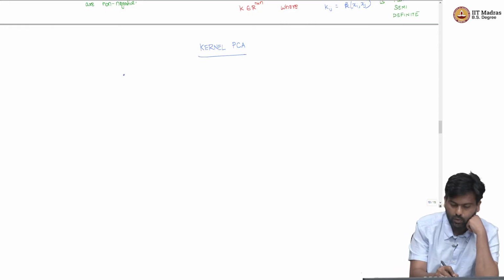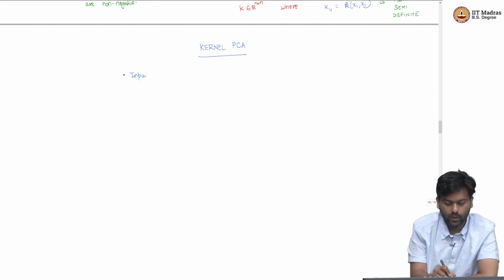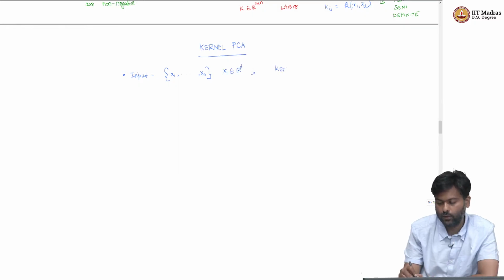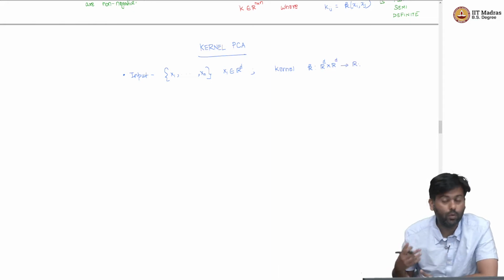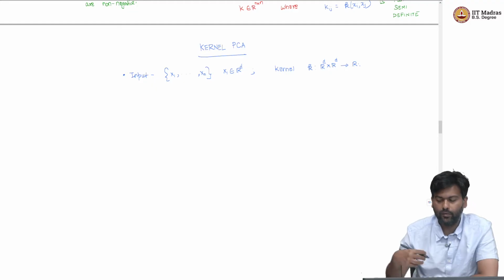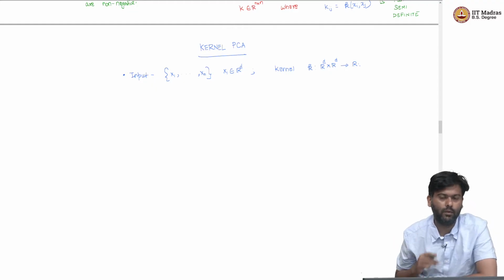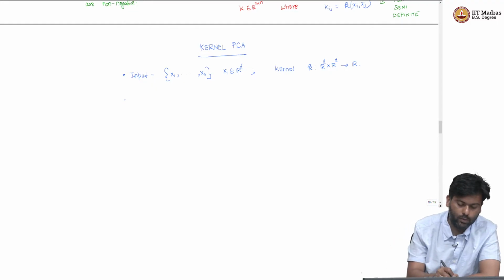So, what is the input? The input to this algorithm is, as usual, the data set x1 to xn, where all xi's are in Rd. In addition to this, we also have a kernel function given to us, some kernel k, which takes any two d-dimensional data points and maps them to a real number. We know that it is a valid kernel; we have tested Mercer's theorem and argued that it is valid. So, that is given to us as input.